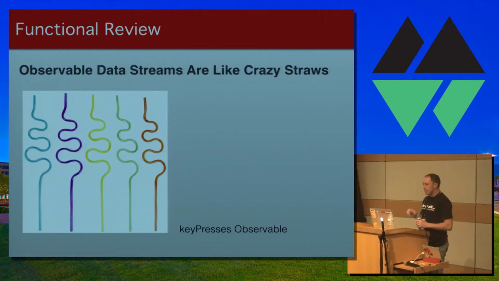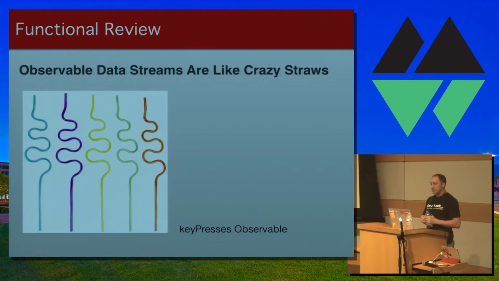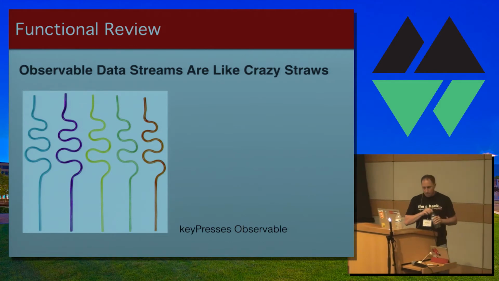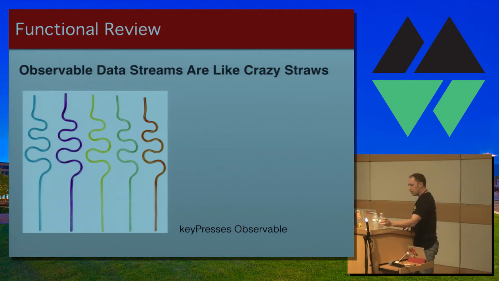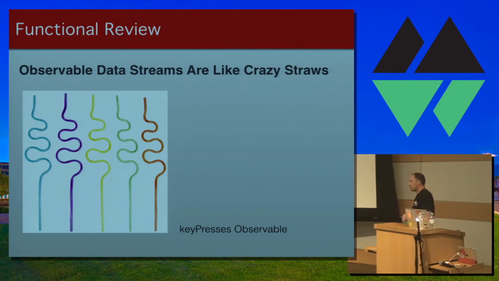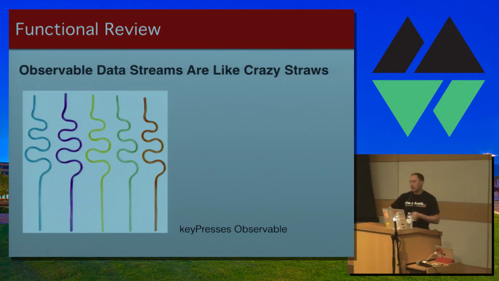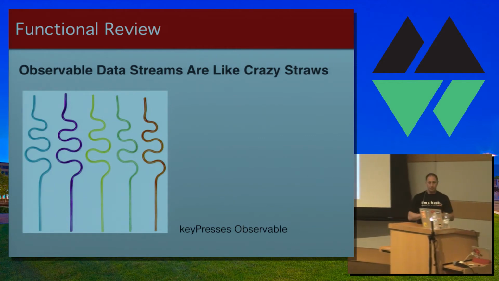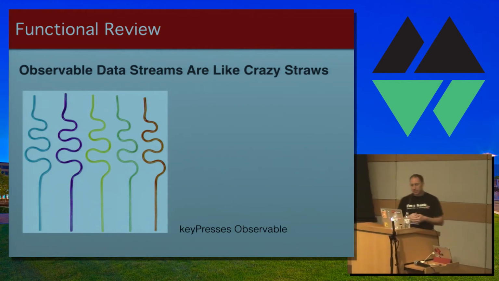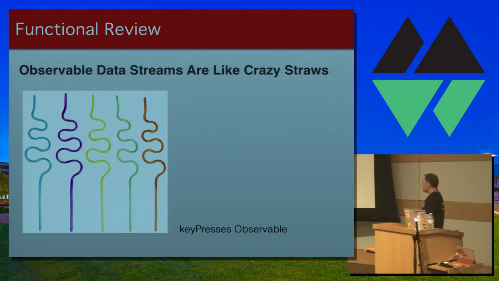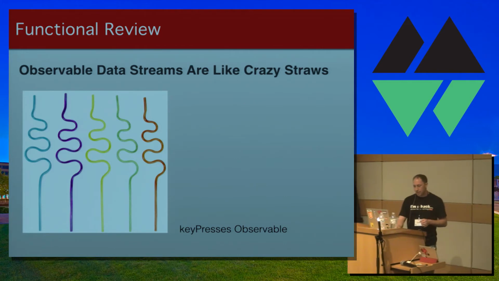Now, observable data streams are a little bit different than doing map, reduce, and filter on an object like an array. In Observable, I kind of like to think of these data streams like a crazy straw, right? You put a crazy straw in a cup of milk, and you suck it up, and it kind of twists and turns through the crazy straw until you're drinking your milk. So in this example here at the bottom, our cup of milk is going to be a key press observable. And it's going to start pushing data up this straw.